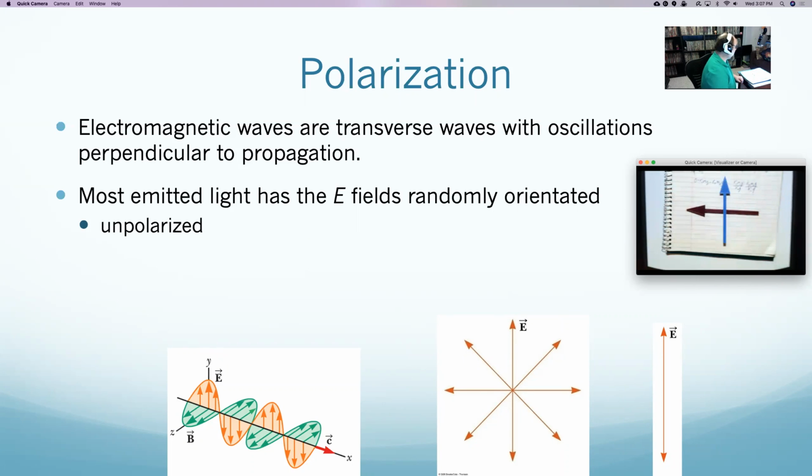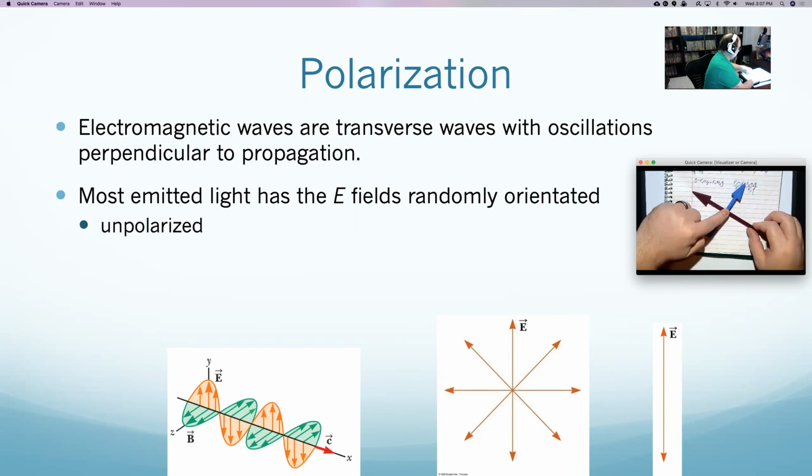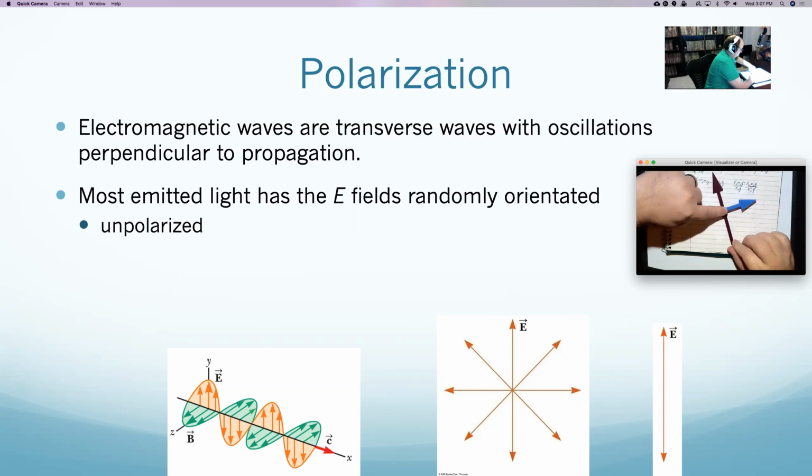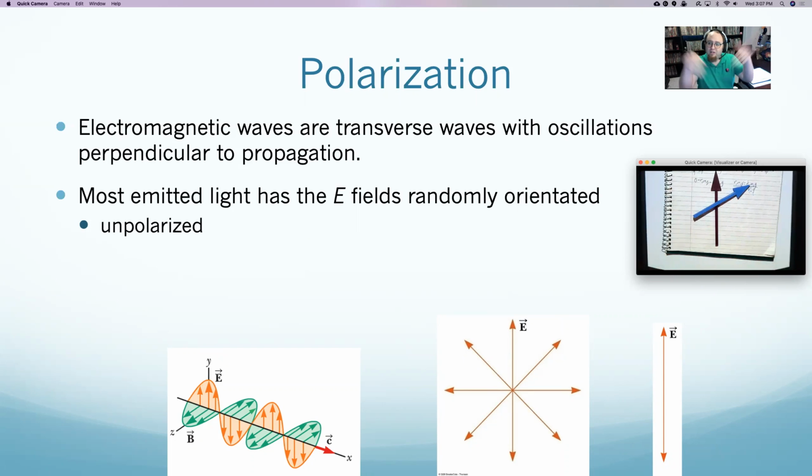Well, if I just shine light at you, some of it might be bouncing exactly like that, but some might be like this, or like this. The direction of the electric field, whether it's up and down, or left and right, or at some angle in between, is kind of arbitrary most of the time. Most light sources put off light where the electric field is randomly oriented. This is called unpolarized light.